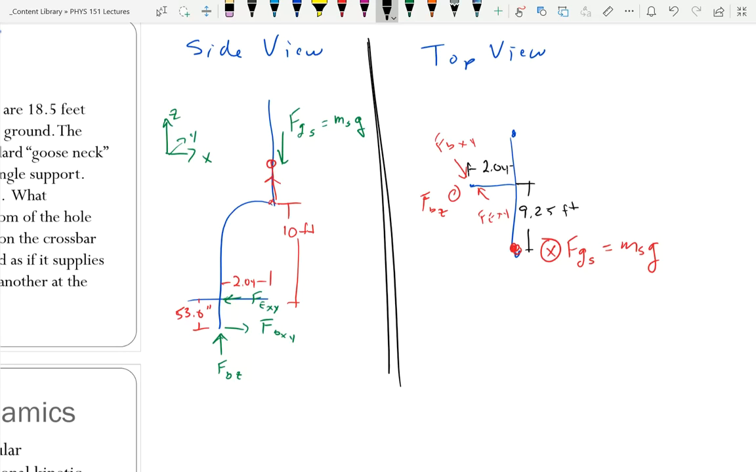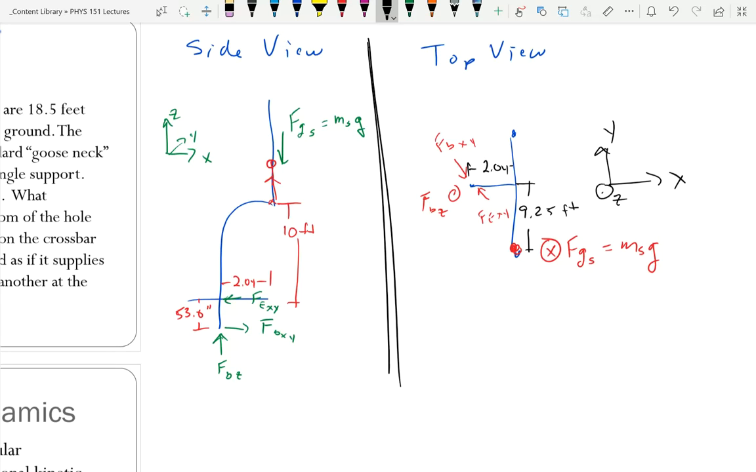Now, when you look at this, between the two pictures, oh, should I specify X and Y directions? Yes, I should. The X direction was like this. The Y direction was like that. And the Z direction is coming out. So I got these two pictures.